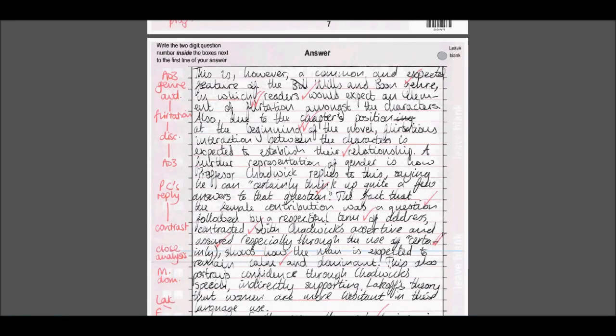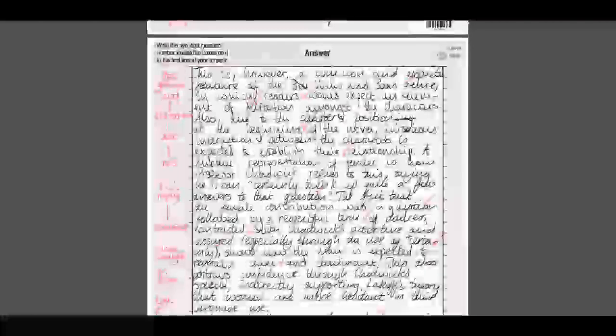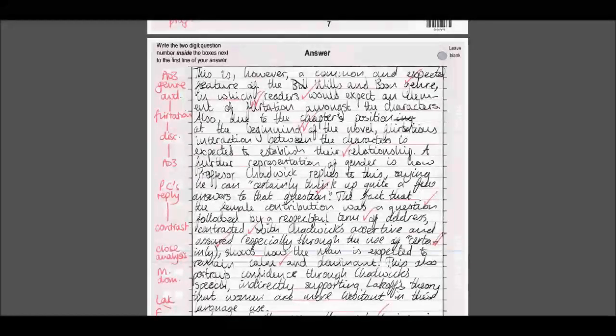The fact that the female contribution was a question, followed by a respectful term of address, contrasted with Chadwick's assertive and assured, especially through the use of certainly, shows how the man is expected to remain calm and dominant. This also portrays confidence through Chadwick's speech, indirectly supporting Lakoff's theory that women are more hesitant in their language use. So again, extremely complicated paragraph, meets both AOs confidently and is synthesising information throughout. So it's a really brilliant example to refer to throughout your revision.